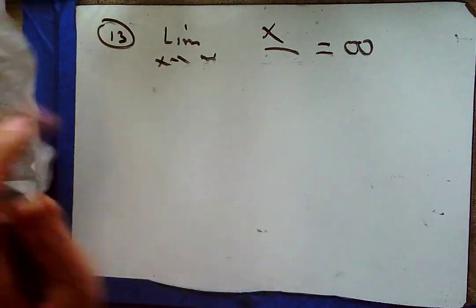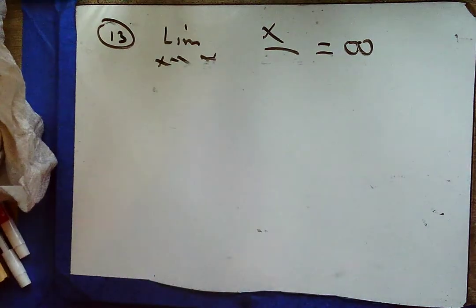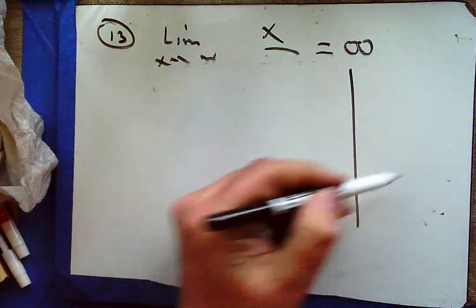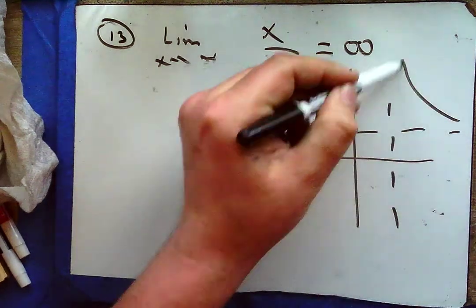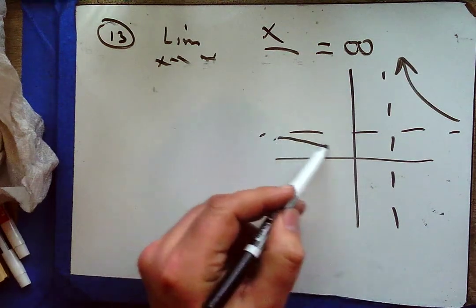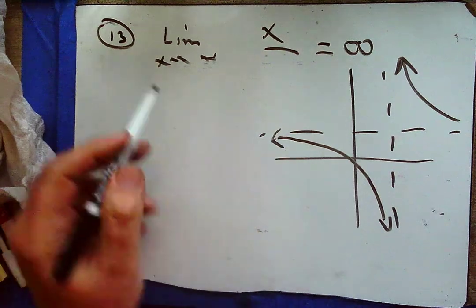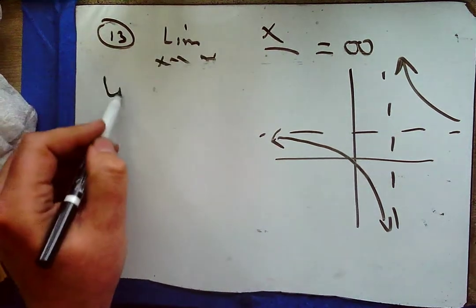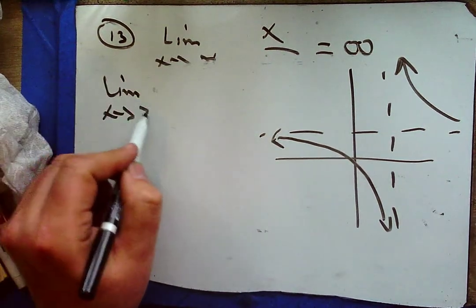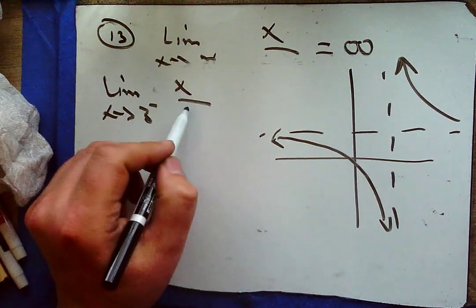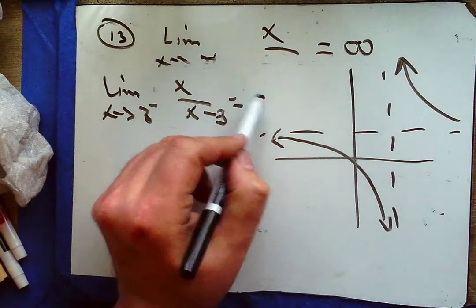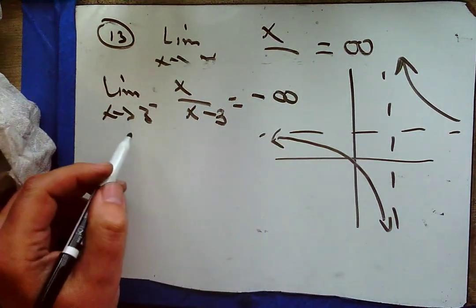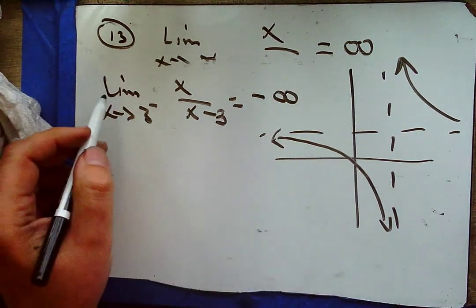Oh, what if we approach from the negative side, it says. Well, let's draw that graph again. We had a horizontal asymptote, we go up this way, we would come down this way, and so the limit as x approaches 3 from the negative side of x over x minus 3 is negative infinity. And that's 14.